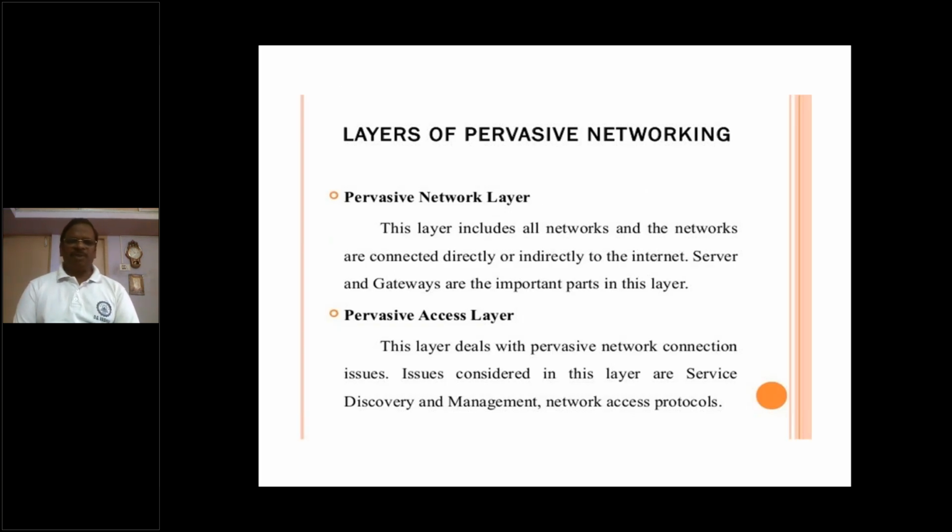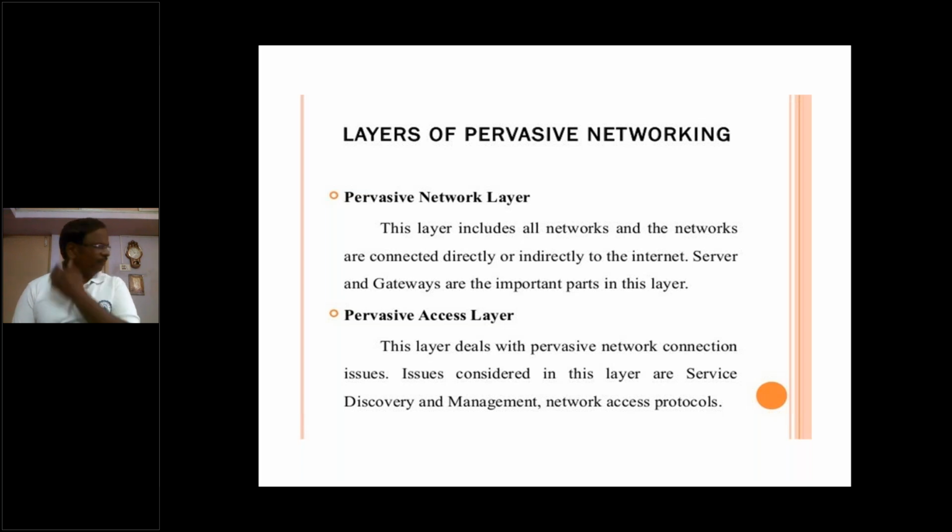What are the layers of pervasive networking? The pervasive network layer and the pervasive access layer. Two kinds of layers. The first layer includes all networks, and the networks are connected directly or indirectly to the internet. Either directly or indirectly, the networks are connected by means of the internet.